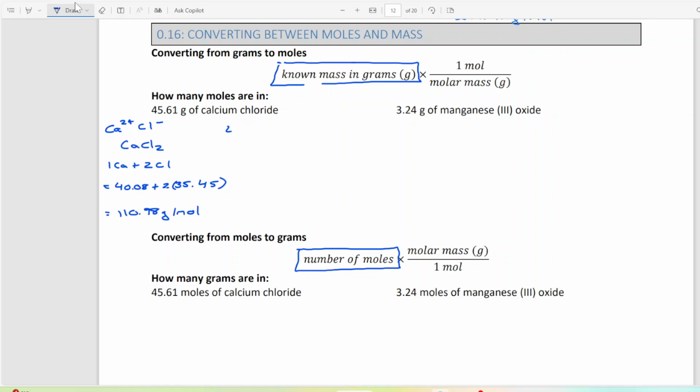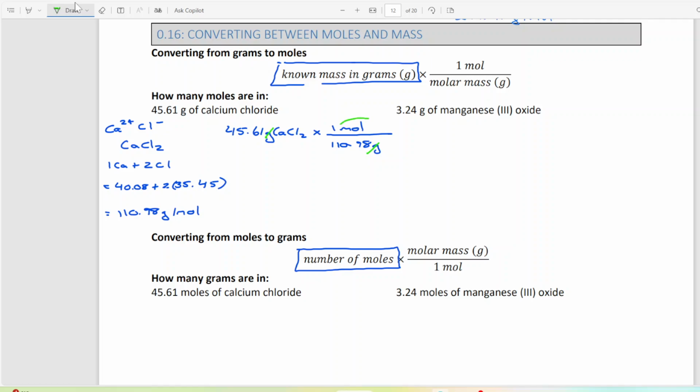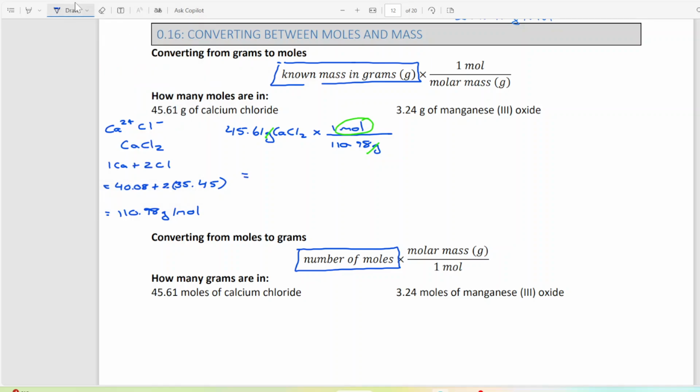You always start with what you have. We have 45.61 grams of calcium chloride. And we know that 1 mole of calcium chloride weighs 110.98 grams, right? So since I wanted to get rid of grams, I put grams on the bottom so that they will cancel out and I will be left with moles. Then we plug that into our calculator. We type in 45.61 divided by 110.98 and we'll get, to 4 sig figs, 0.4110 moles of calcium chloride.